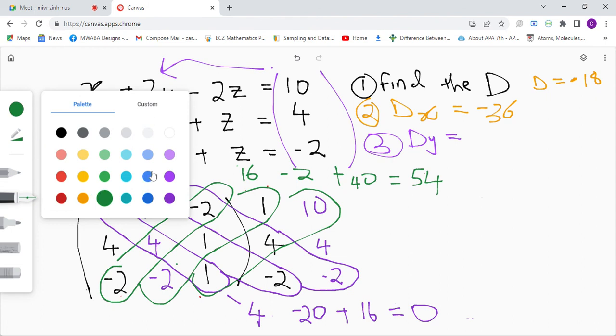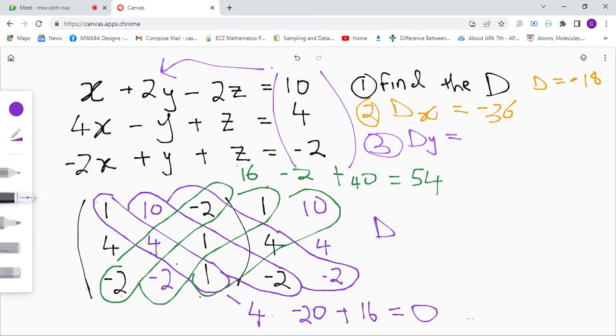dy equals, so we always start with the value at the bottom, which is 0. 0 minus 54, and that gives us -54. So we get negative 54 as our dy.